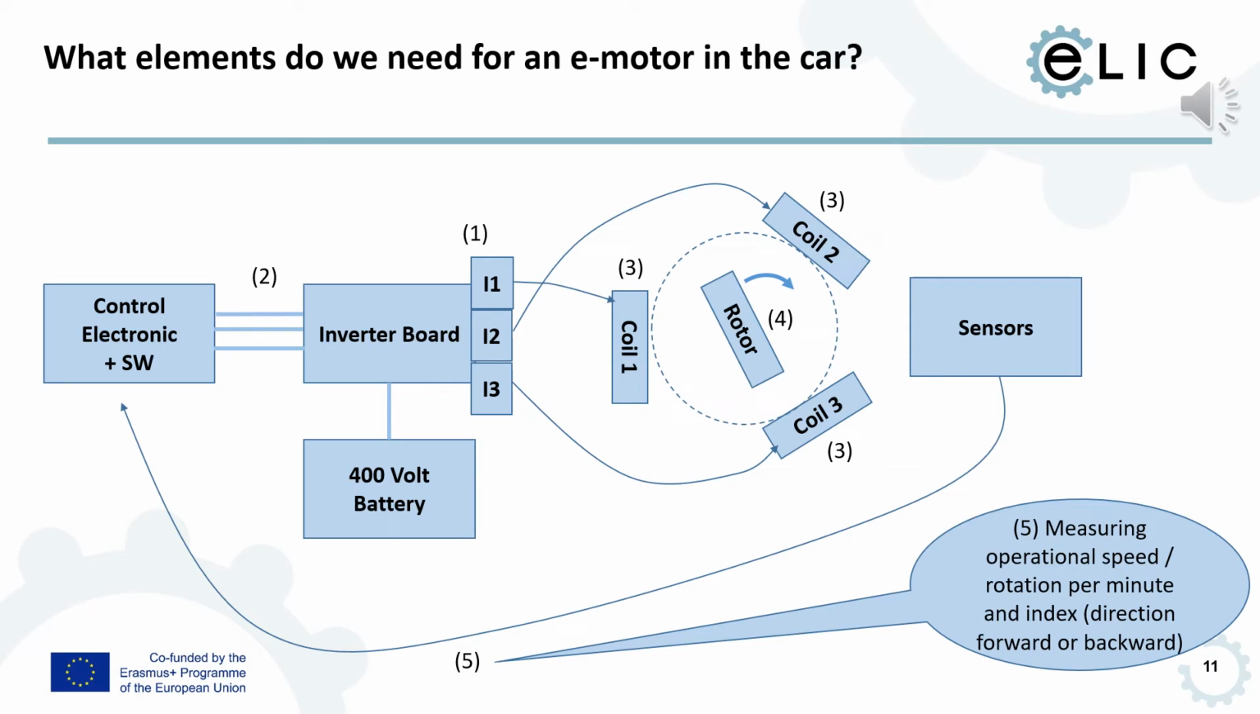For instance, the more speed the motor has, the more it has to actuate I1, I2, and I3 in a clocked mode. So we have to measure the operational speed, the rotations per minute, and also an index counter.